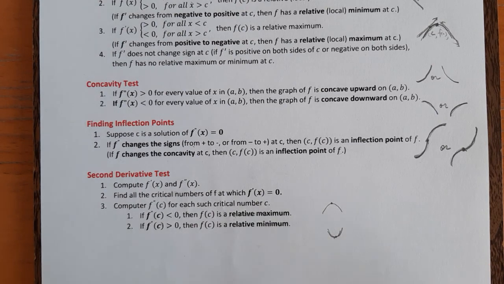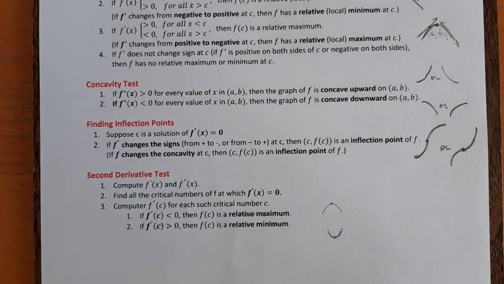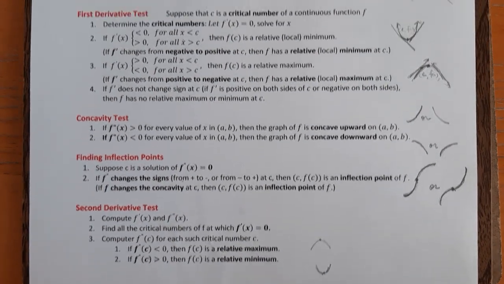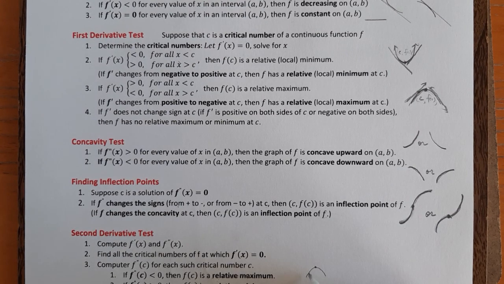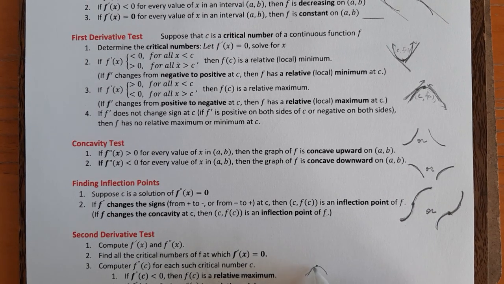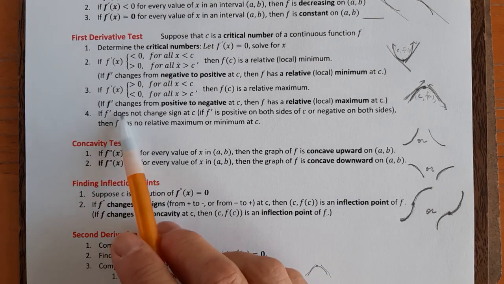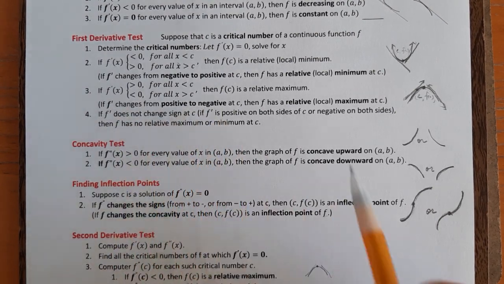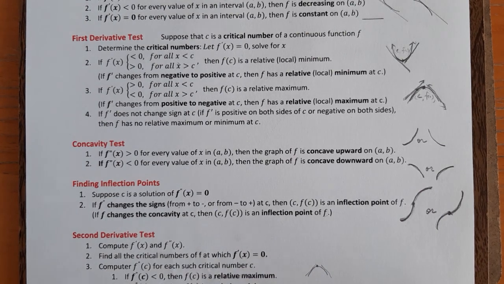And this is a relative minimum. That's the second derivative test. For the first derivative, it's f prime changed from positive to negative. First derivative changes from positive to negative. This is a relative maximum.